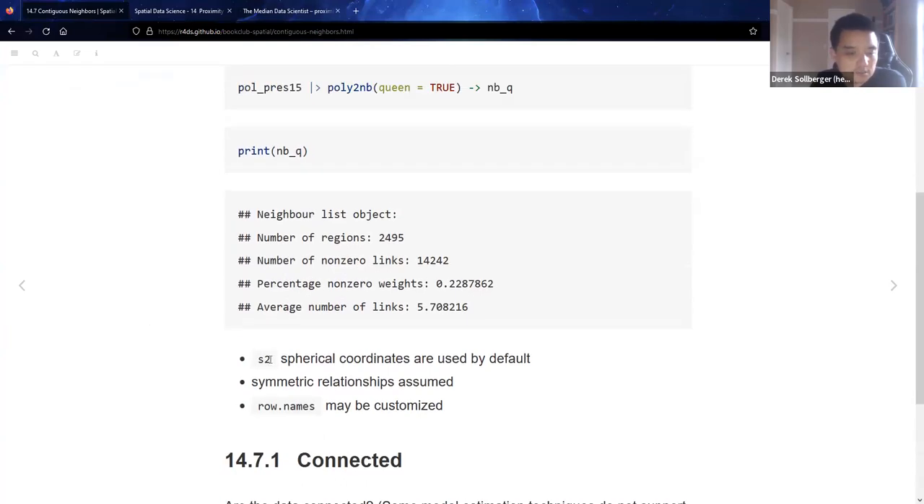Some more technical notes. The S2 spherical coordinates that we studied earlier are used by default. Row names may be customized as if you're loading in files like CSV files, like you know about elsewhere. And also, symmetric relationships are assumed. The technical mathematical definition of symmetric is that if X is related to Y, Y is related to X. For another verbal example, if you agree that Austria is close to Italy, then Italy is close to Austria. That's the notion of symmetry.